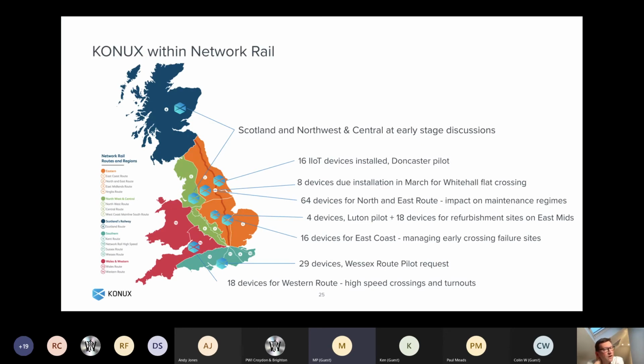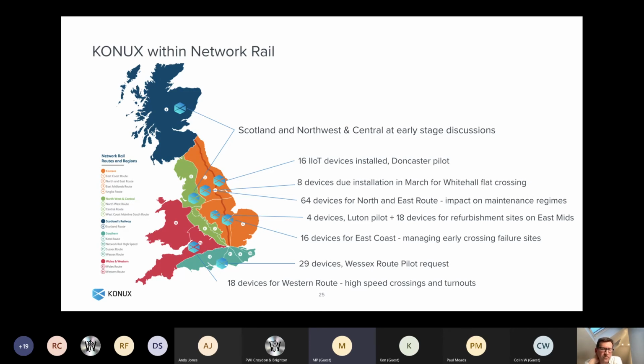And so where we're going in Network Rail, we've got early stage discussions with Scotland, North West and Central. We've got 16 devices in Doncaster, and we've got 8 devices that are going to Whitehall hopefully this month. I think it may push into April now. And then we're in the process of finalising contracts for North and East with 64 devices, 16 with East Coast, and 18 devices for East Midlands.